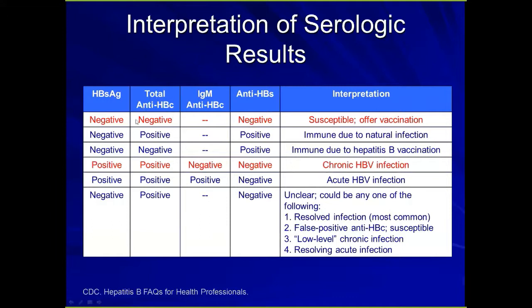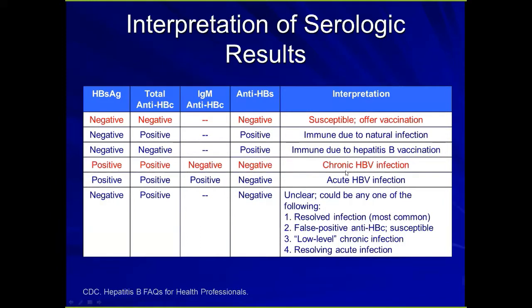The next line is if somebody's surface antigen is negative, core antibody positive, and surface antibody positive, that means they were infected. They cleared the surface antigen, their core antibody is positive, and they have surface antibody positive. If somebody's negative for core antibody and positive for surface antibody, that means they got vaccinated, because anybody who got naturally infected will also have this.